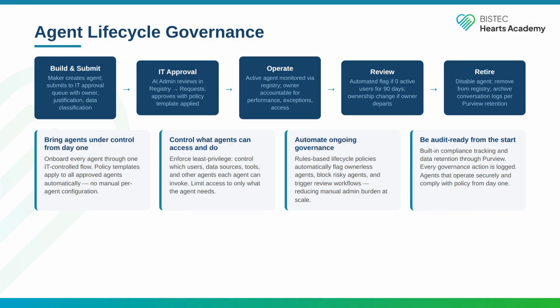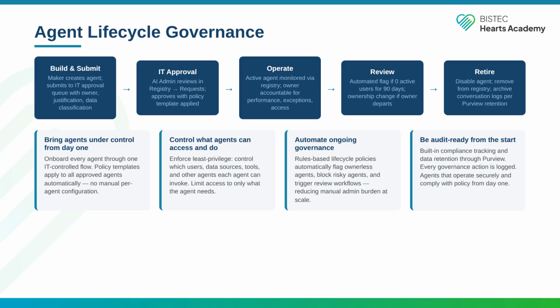Agent lifecycle governance in Agent 365 follows a 5-stage flow: build and submit, IT approval, operate, review, and retire. In build and submit, the maker creates the agent in Copilot Studio, Foundry, or Code, and submits it to the IT approval queue with an owner name, business justification, and data classification. The submission triggers the pending requests queue that the AI administrator monitors. In IT approval, the AI admin reviews the submission in Registry, then requests.